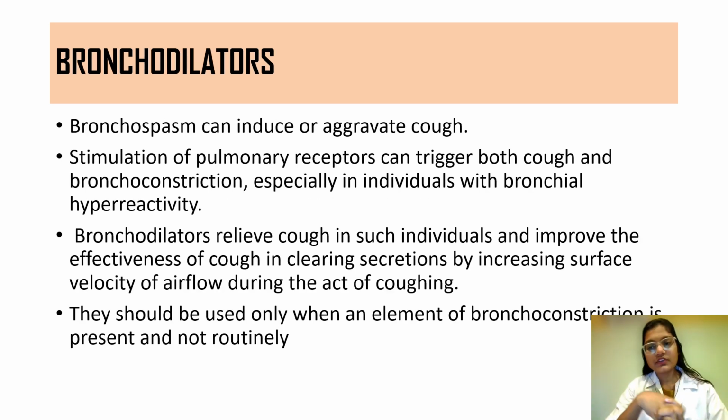So the next class of drugs used for cough are bronchodilators. Bronchospasm can induce or aggravate cough. Stimulation of pulmonary receptors can trigger both cough and bronchoconstriction, especially in individuals with bronchial hyperactivity. Hence, bronchodilators are used because they relieve cough in such individuals and improve the effectiveness of cough in clearing secretions by increasing the linear velocity of airflow during the act of coughing. They should be used only when an element of bronchoconstriction is present and not on a routine basis.